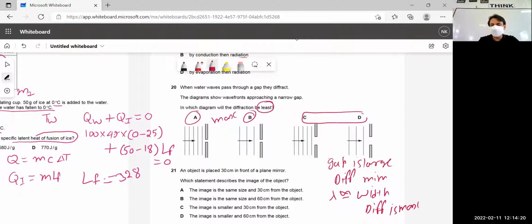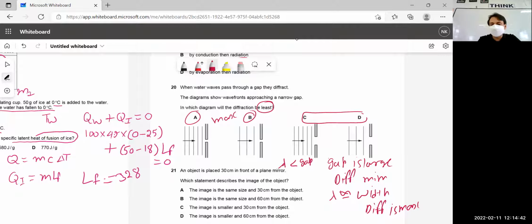But in option C, the wavelength lambda is lesser than this width or thickness or gap length. Okay, so then the diffraction will be minimum. Light or ray will diffract, but the diffraction will be minimum.